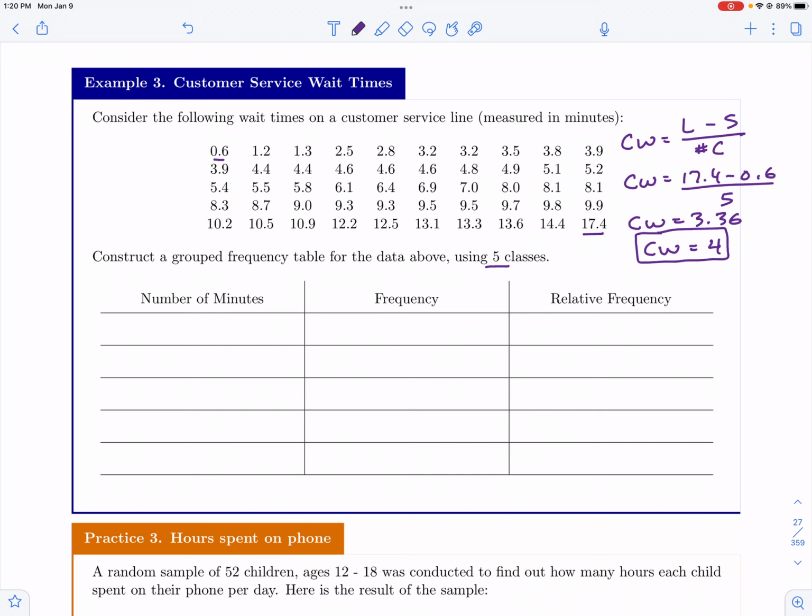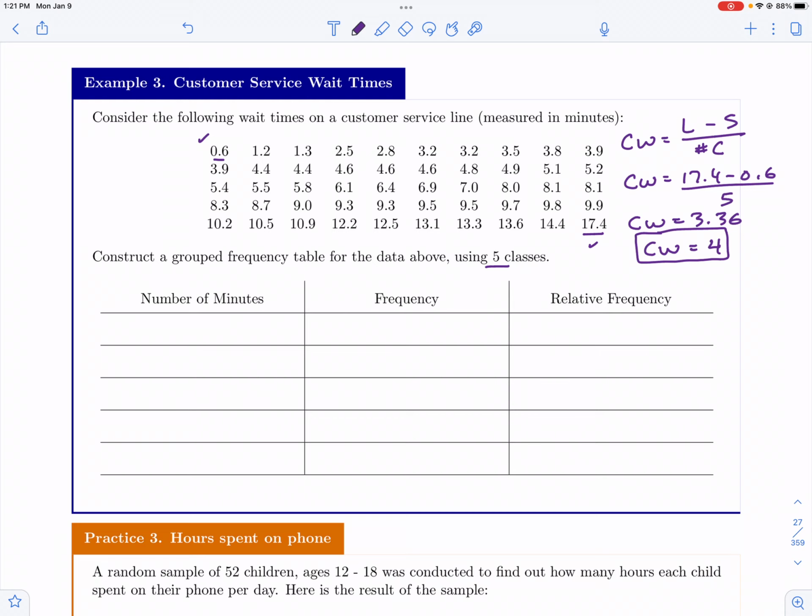So now that we've got our class width, what we need to do is figure out how we want to actually lay out these different classes. So that's going to be determined by what our data elements actually look like. So if, say, for example, our numbers started with like 100 as one of the smallest numbers and went up to like 1,000, then we wouldn't want to start our group down here at, say, 0. We'd want to start at that 100 and then kind of grow up by 4s from there.